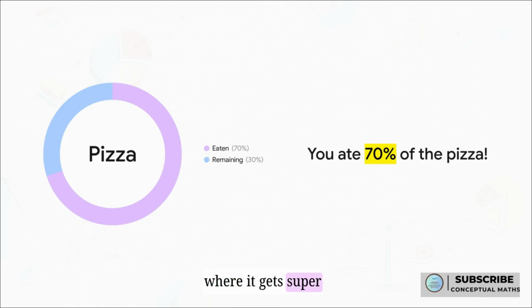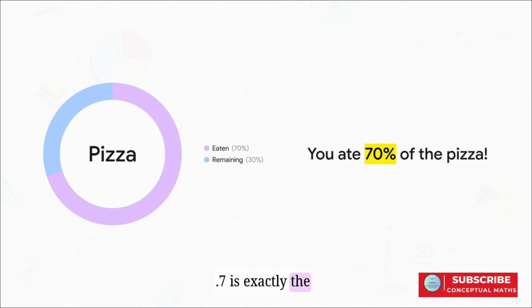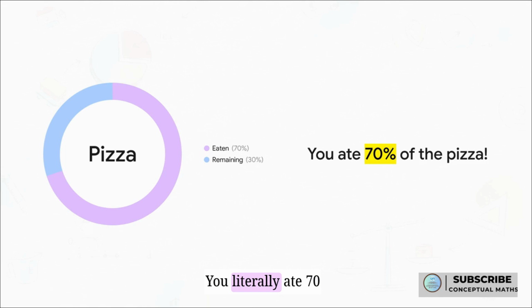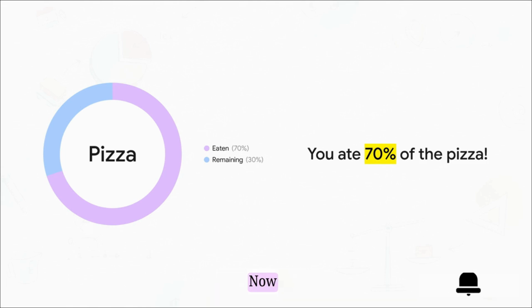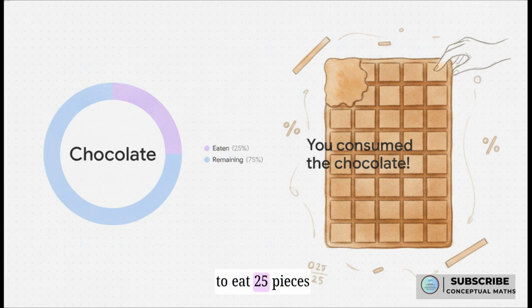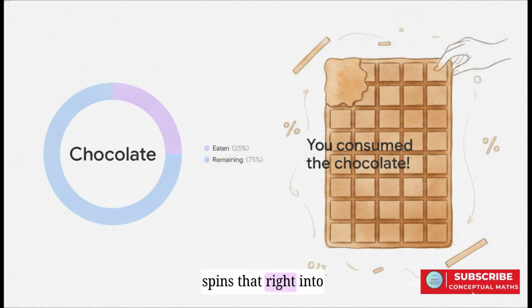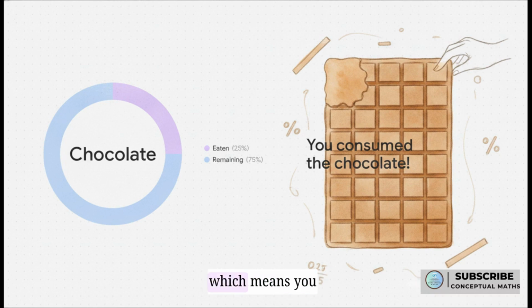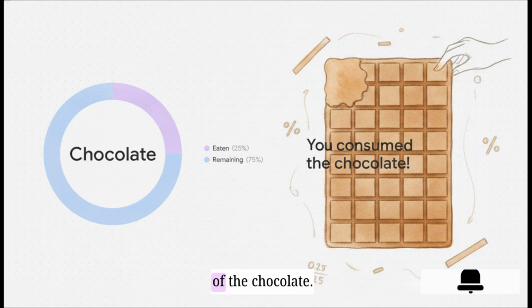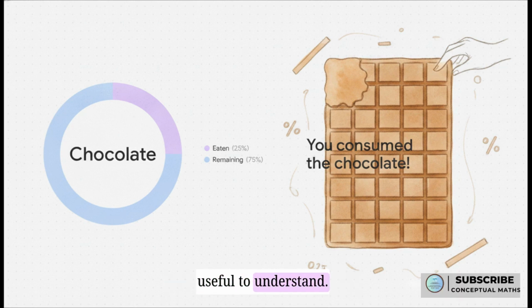And here's where it gets super useful for actual daily life. A decimal of 0.7 is exactly the same thing as 70%. You literally ate 70% of the pizza. Now let's take that exact same logic but apply it to dessert. Think about a massive 100-piece chocolate bar. If you manage to eat 25 pieces of it, that's a fraction of 25 over 100. Our golden rule spins that right into the decimal 0.25, which means you just consumed 25% of the chocolate. Decimals are basically just percentages wearing a disguise. Once you see that, they become incredibly useful to understand.